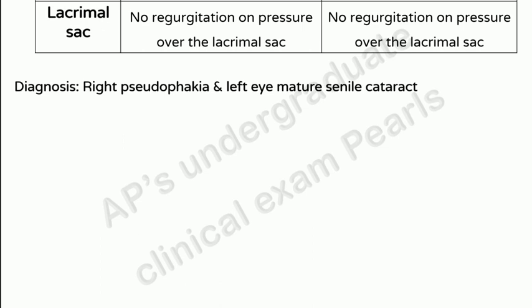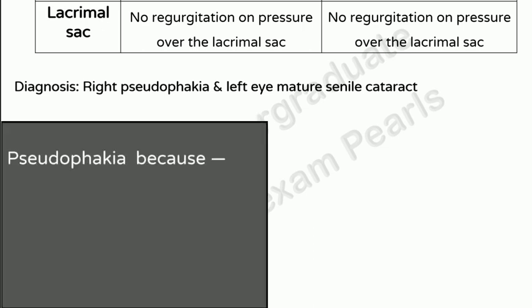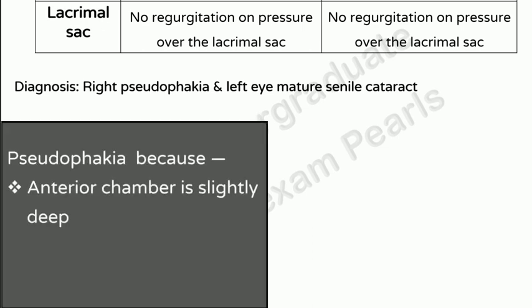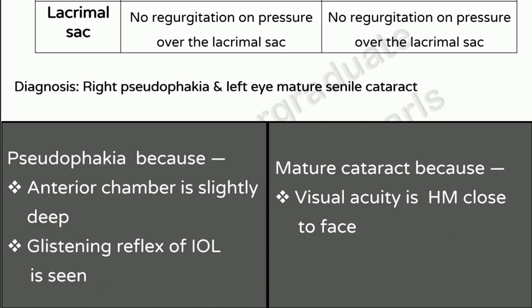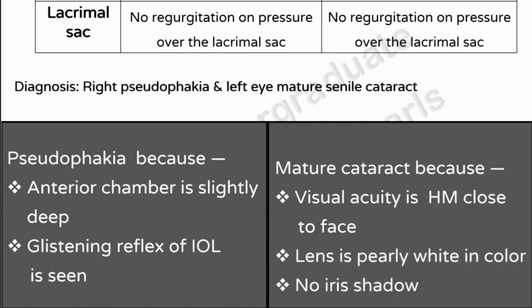Notice that the findings of both eyes are written side by side but presented separately. After narrating all the findings of the right eye, only then should the findings of the left eye be narrated. This is a pseudophakia because the anterior chamber is slightly deep, glistening reflex of intraocular lens is seen. And in the left eye, it is a mature cataract because visual acuity is hand movements close to face, lens is pearly white in color, and there is no iris shadow.